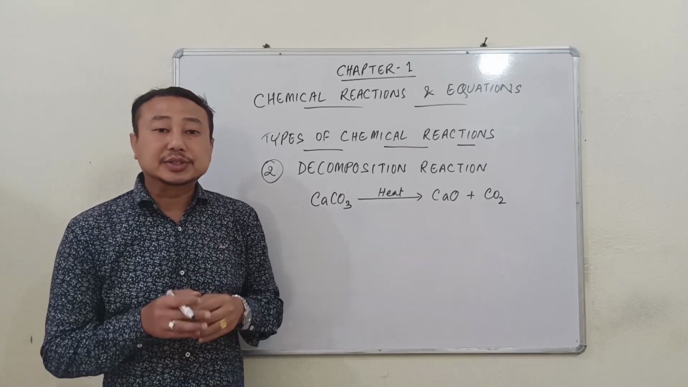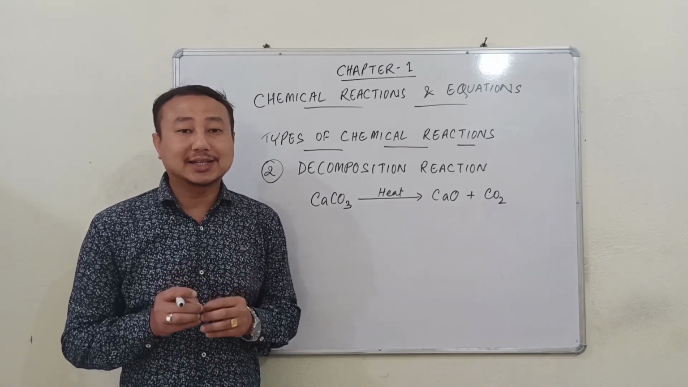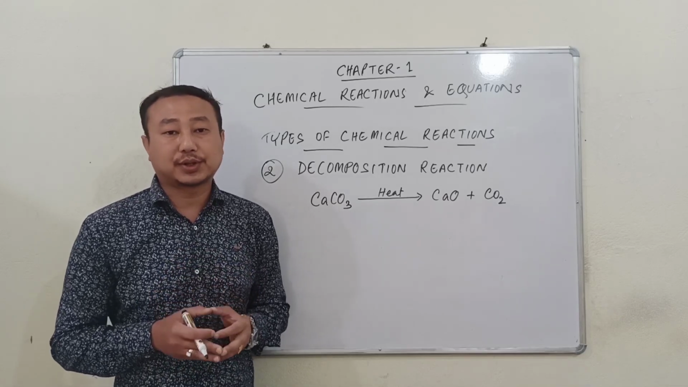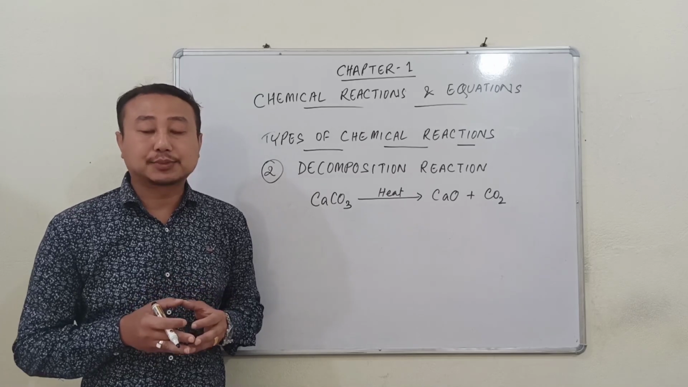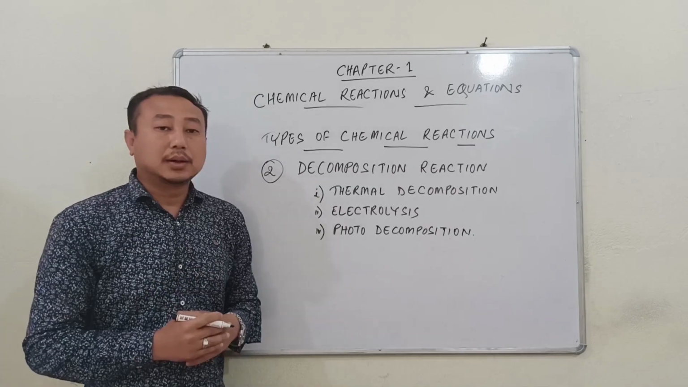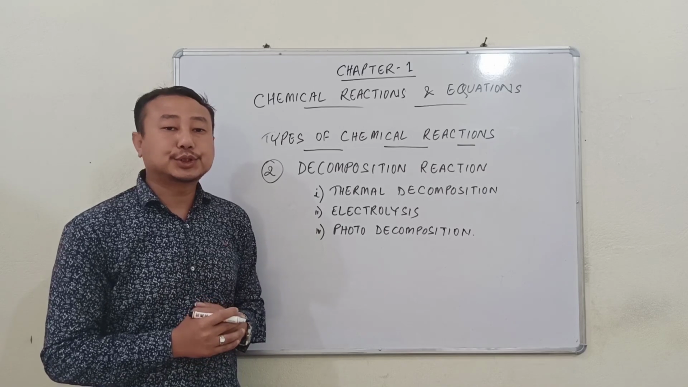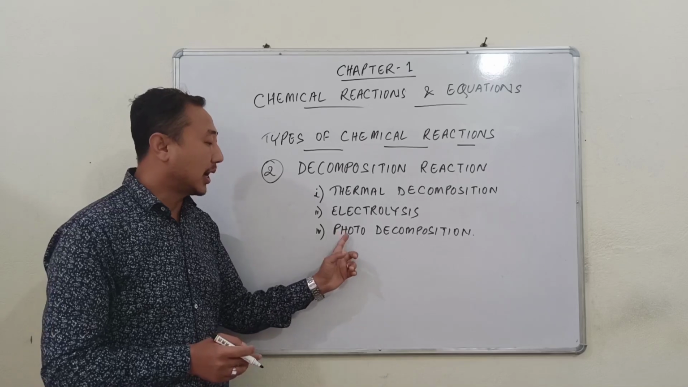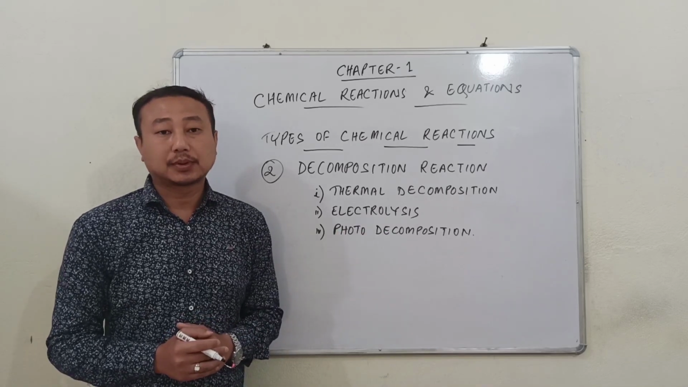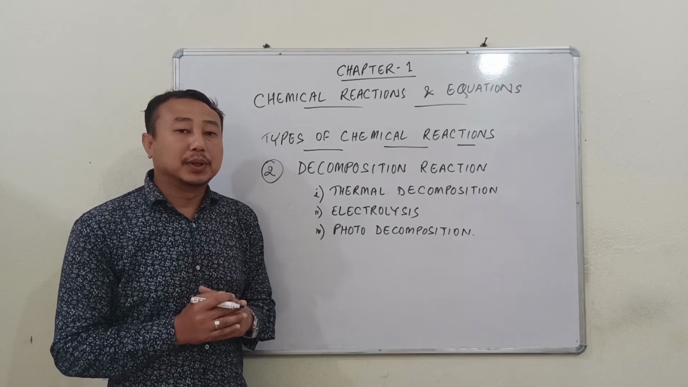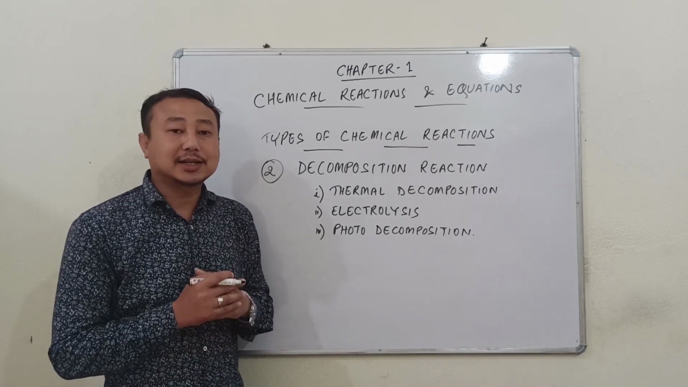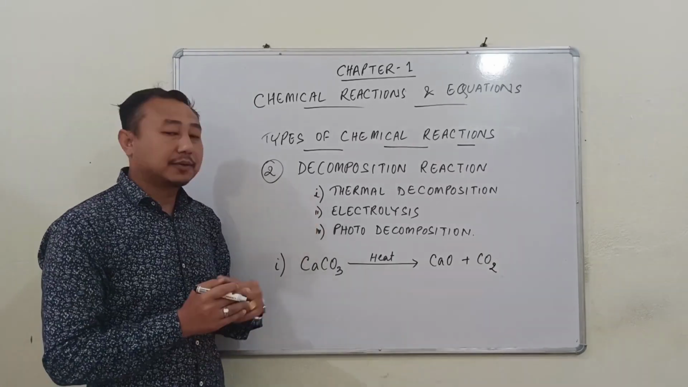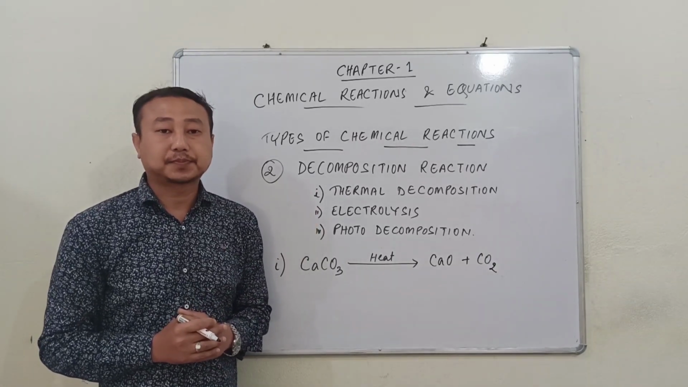These decomposition reactions, depending upon the factors or the agent that is used for breaking down the reactants, are divided into three different types. Let us see those three different types of decomposition reactions. The three different types of decomposition reactions are thermal decomposition reaction, electrolysis, and photodecomposition reaction. Let us take out the example of these three different types of reactions and let us discuss what these three different types of decomposition reactions are. Let us take out the first one, thermal decomposition reaction.